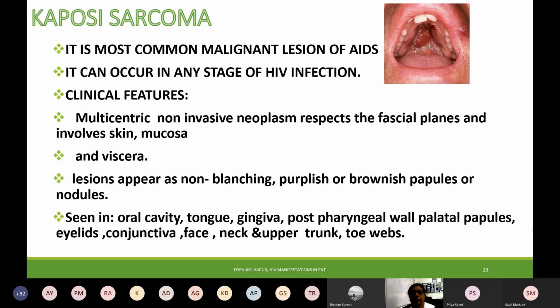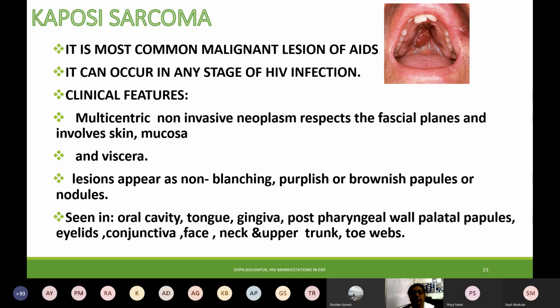If you see Kaposi's sarcoma, this is the most common malignant lesion of AIDS. It can occur in any stage of HIV infection. The clinical features are a multicentric, non-invasive neoplasm, respects the facial planes, and involves the skin as well as the mucosa and the viscera. So remember well, it involves all the planes.